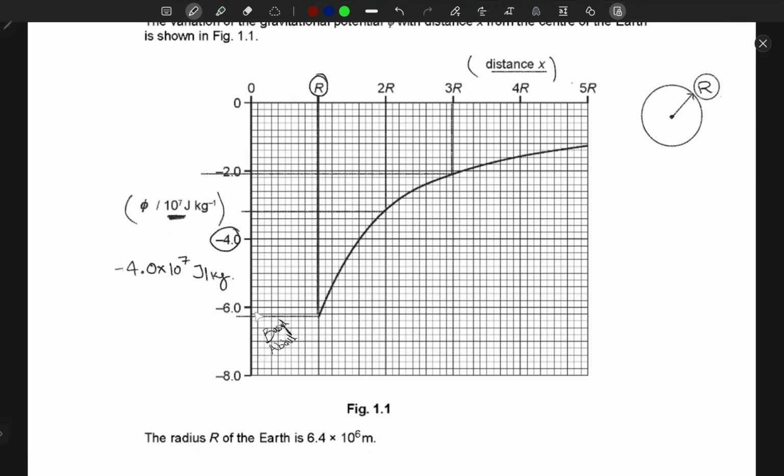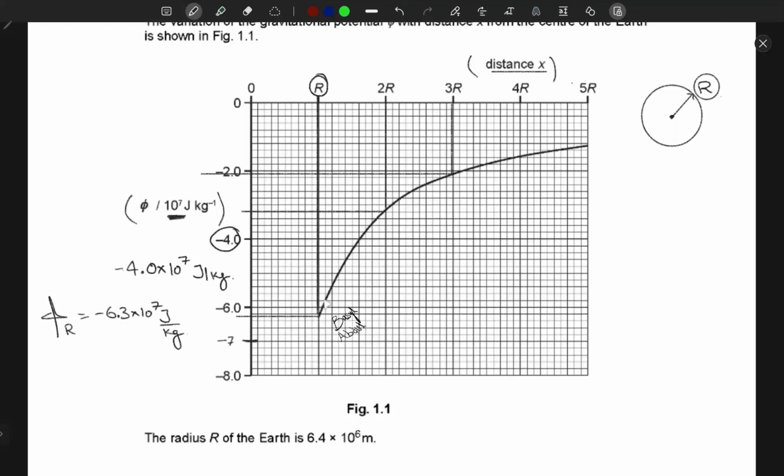Now you can just make a guess. If you want to make an accurate guess, then this could be -6.3, right? -6.3. And don't forget this into 10 raised to power 7. So if I have to write the potential, the value of phi at r is really -6.3 into 10 raised to power 7 joules per kilogram. So that's the potential at the surface of the Earth. So is that okay for everyone?